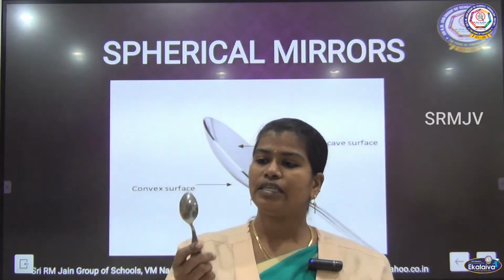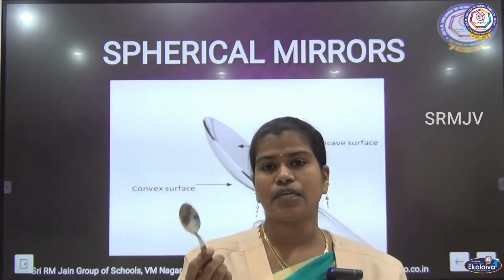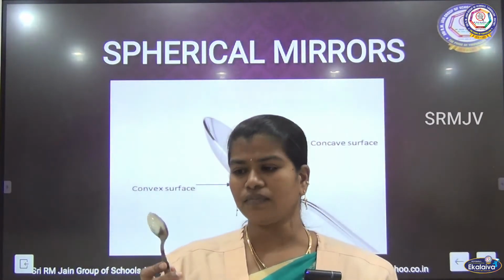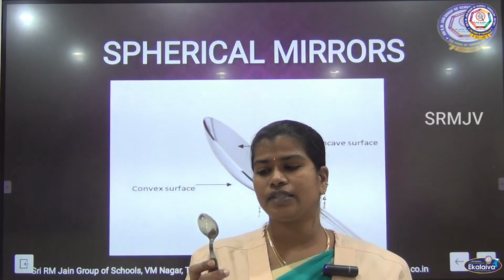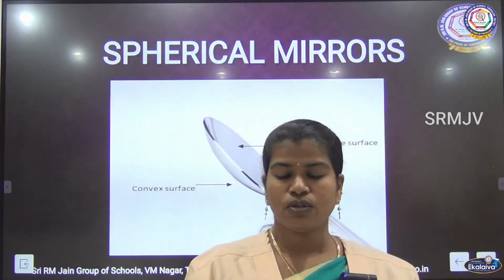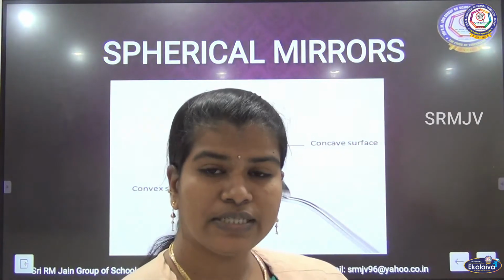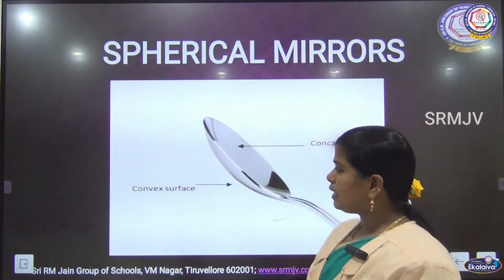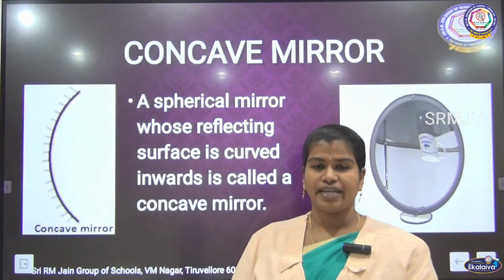You can see your image upside down in the curved surface, and behind the spoon you could see that your image is upright. So these terms we are going to discuss in detail. First, let us define what a concave mirror is.